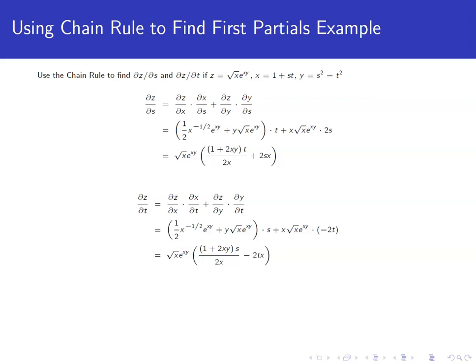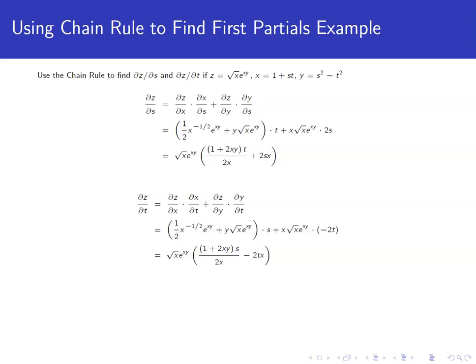In this video, we're going to use the chain rule to find the first partials. So we're given z is equal to square root of x e to the xy, and then x and y are both functions of two variables. x is 1 plus st, y is s squared minus t squared, and we're being asked to find the partials of z with respect to s and with respect to t.